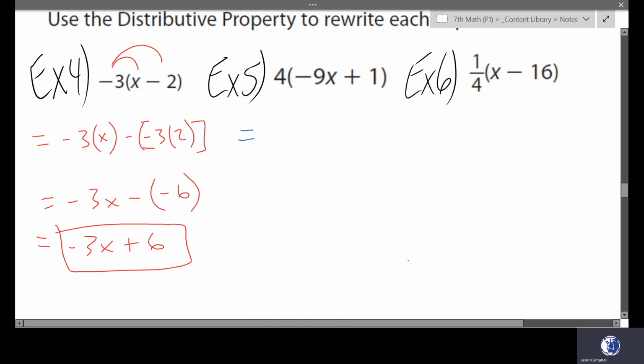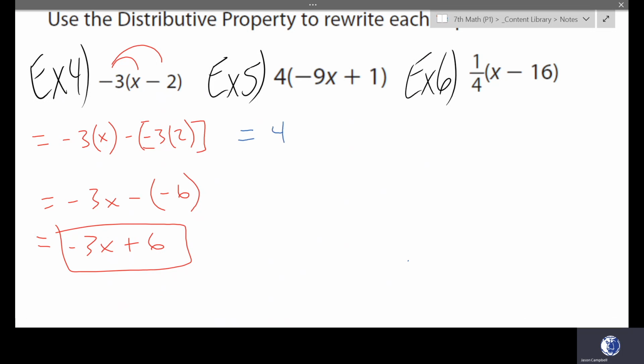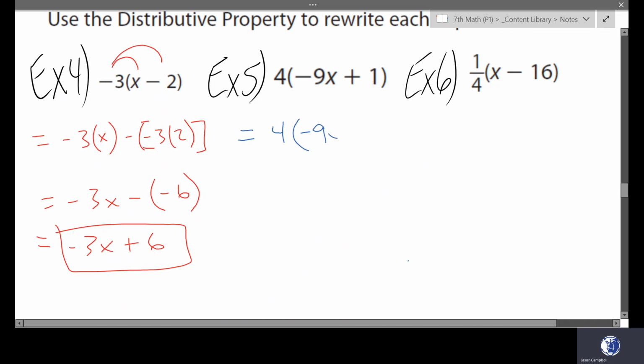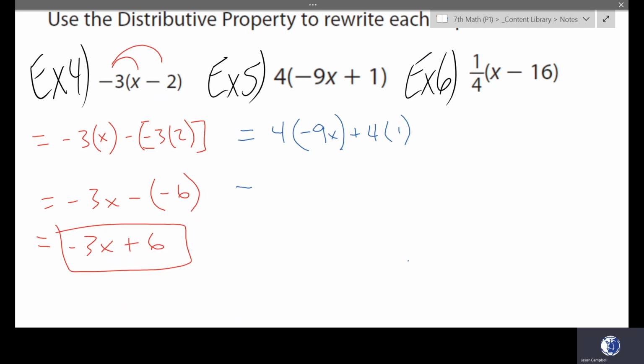In example 5, we're going to do 4 multiplied by negative 9x. Then we're going to add 4 multiplied by 1. That is negative 36x add 4.